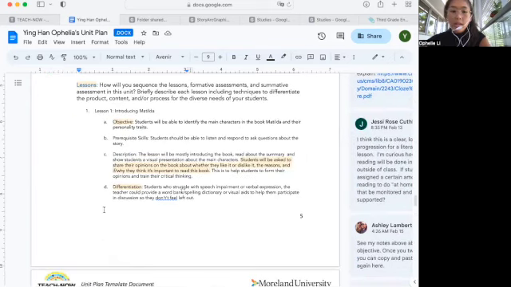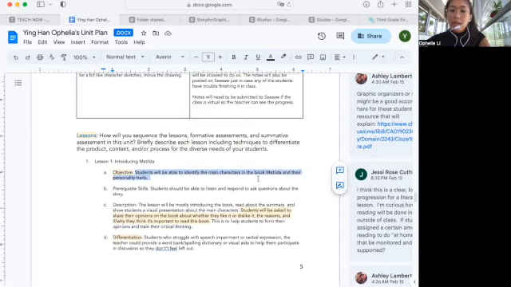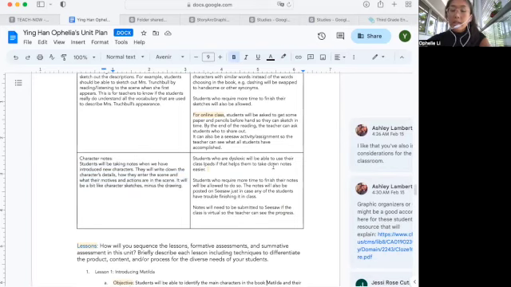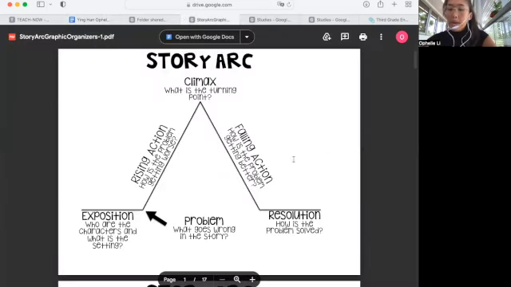And then the objective is for the students to be able to identify the main characters in the book. In this case, not Matilda, sorry, in this case, it will be The Tale of Despereaux. By the end of the unit, which is about 5 to 6 or a bit more lessons, students will be able to tell me the story arc, which is basically what my lesson is based on.